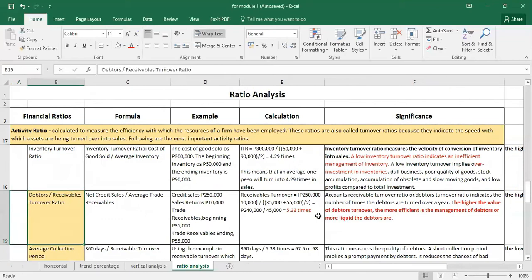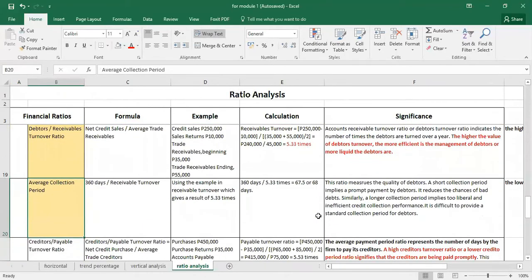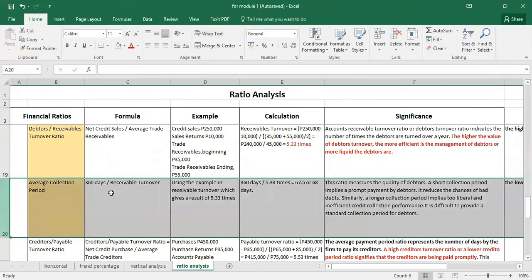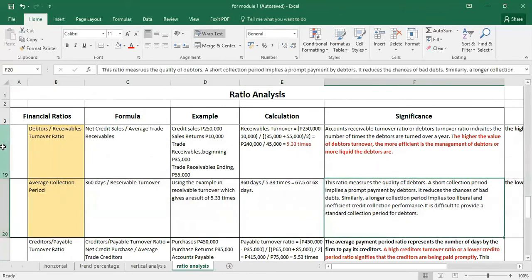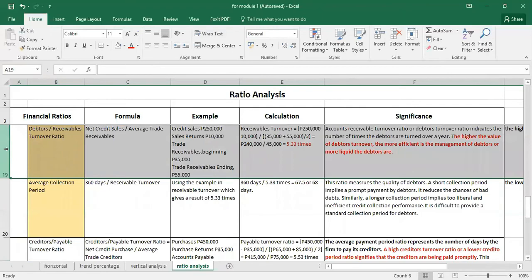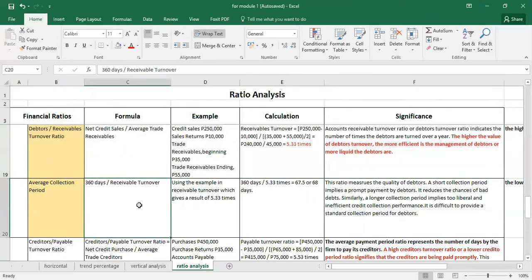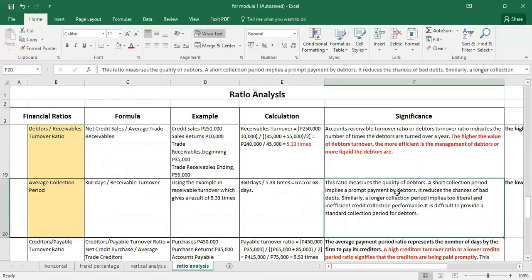So, this debtors or receivables turnover ratio is connected to this one, the average collection period. Kung ang debtors or receivables turnover ratio natin ay mini-measure natin kung gaano kadaming beses tayo nakakapaningil ng utang sa isang taon. So, ang average collection period naman natin is computed by dividing the number of days sa ating receivables turnover ratio.